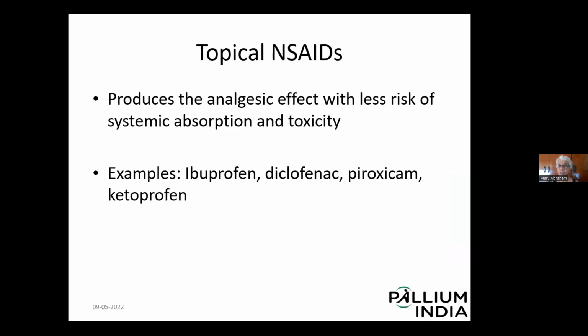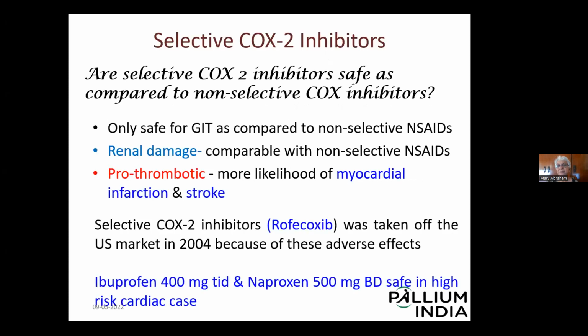NSAIDs can also be given topically, and they produce the analgesic effect with much less systemic absorption and toxicity. The examples are ibuprofen, diclofenac, piroxicam, ketoprofen. They are all available as gels and creams and sprays.